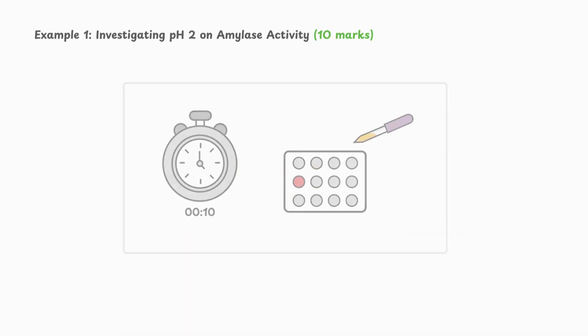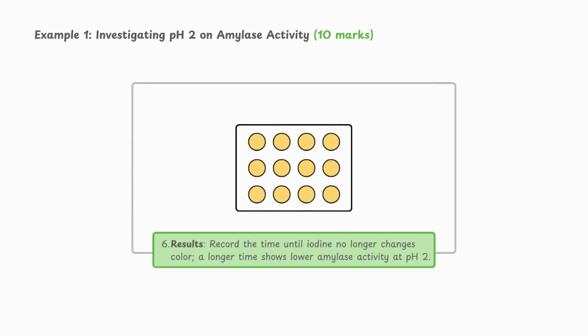Step 6. Finally, record the total time taken. If the iodine stays blue-black for a long time, it means the amylase was less active at pH 2. Acidic conditions can reduce enzyme activity because the active site may not function properly.